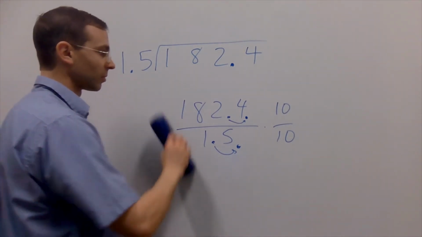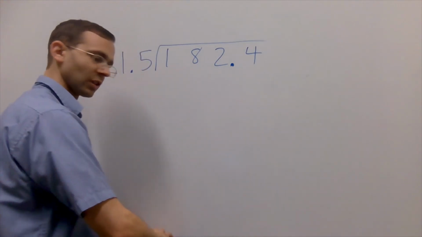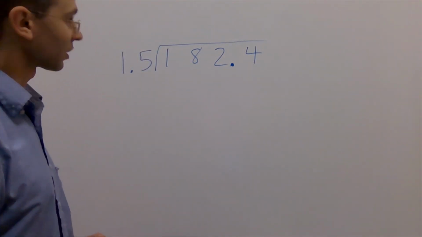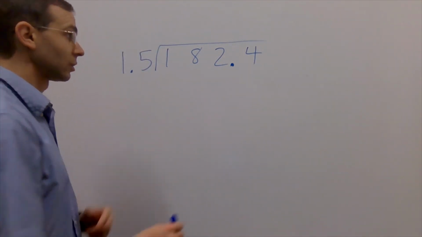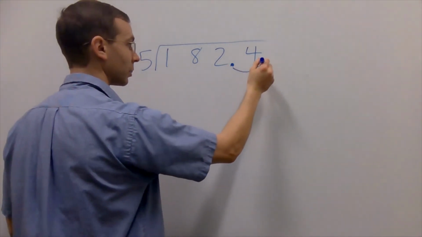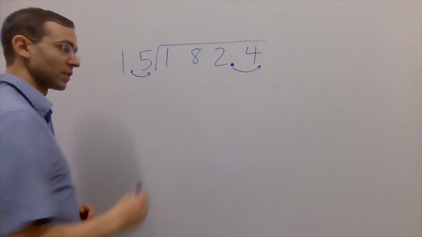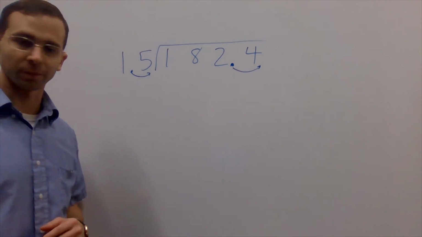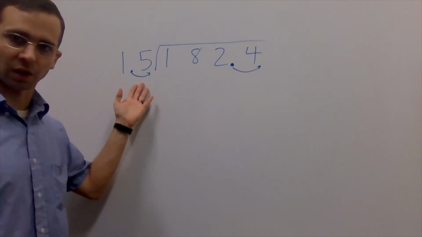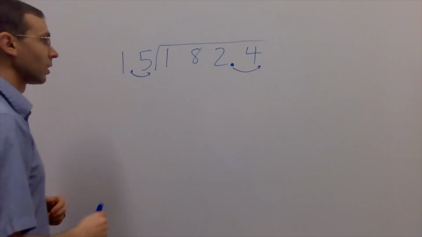So if that's confusing, you can leave that alone, but just know that there's a sound logic to this little algorithm here where we move the decimal over the same number of places in both of them so as to give ourselves a whole number divisor.